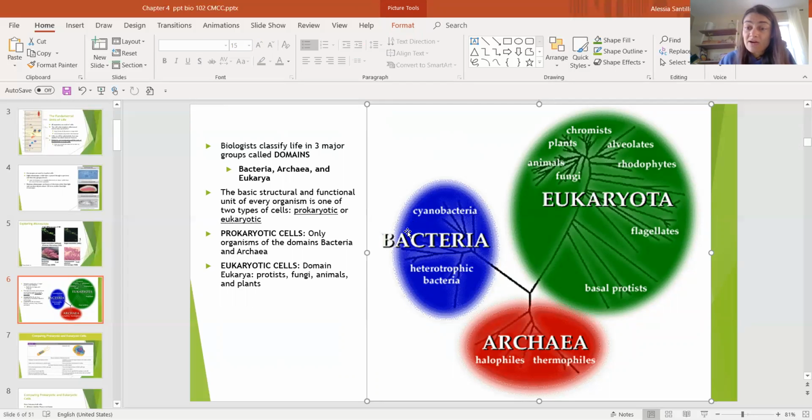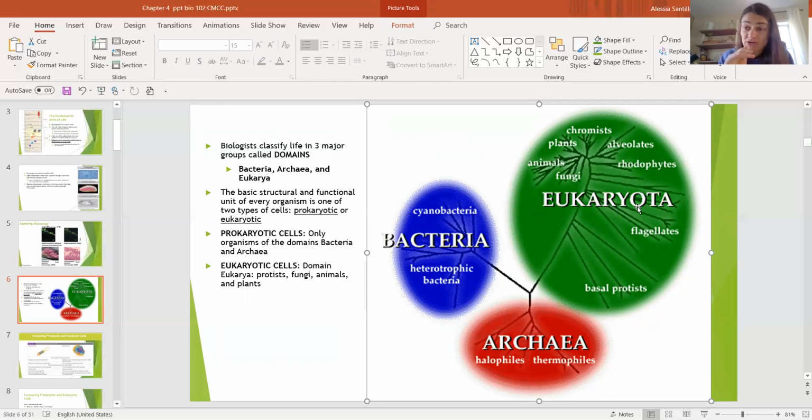Eukaryotic cells are found in the eukarya domain. That's why we're called the eukarya domain, because we have eukaryotic cells. So protists, fungi, animals, plants, we all have eukaryotic cells that make us. Even though you're a multicellular organism, you don't have any prokaryotic cells in you whatsoever. All of your cells are eukaryotic cells. Same goes for plants and fungi and other animals and protists. They all have eukaryotic cells.